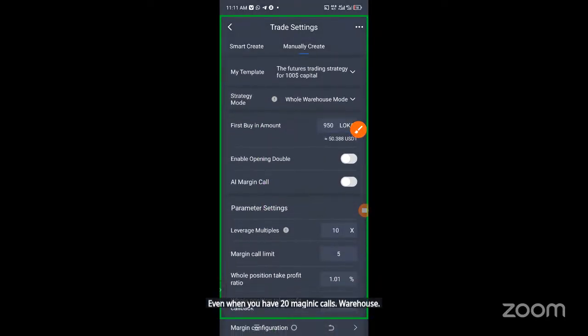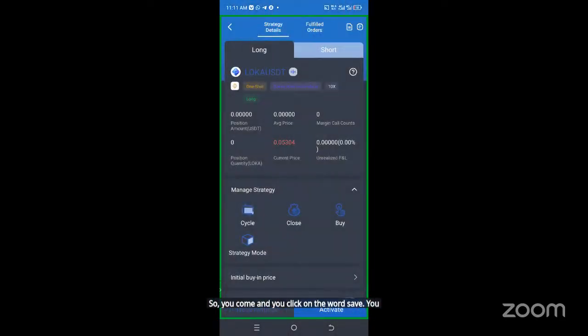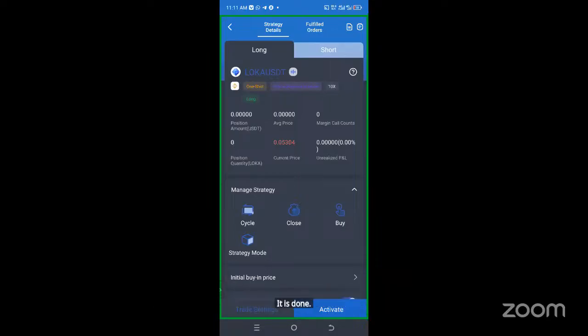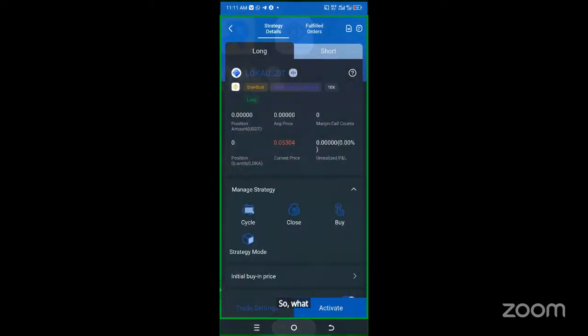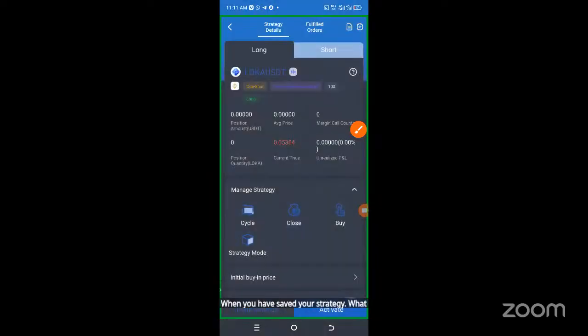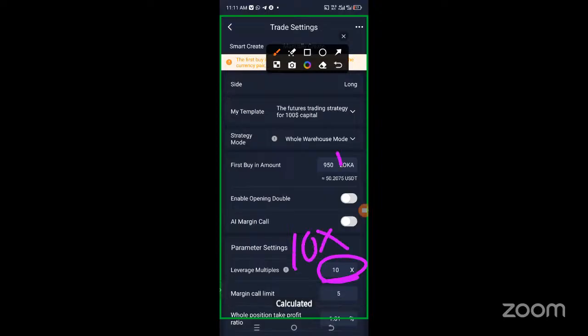Warehouse. So you come and click on the word save, you click confirm, then you click on activate. It is done. You activate the trade. So what changes when you have saved your strategy? Come here, change this leverage, put it to 10 times. Calculate the number of coins there, and put the number of coins here.